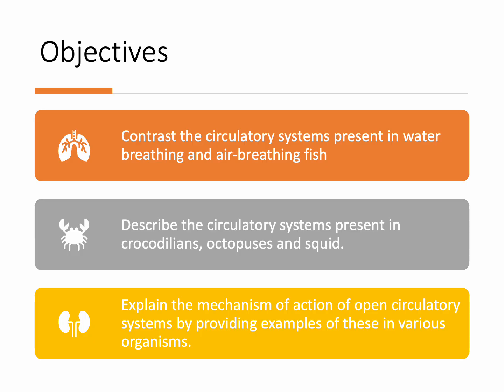The objectives for this section are to contrast the circulatory systems present in water-breathing versus air-breathing fish, describe circulatory systems present in crocodilians, octopuses, and squid, and explain the mechanism of action of open circulatory systems by providing examples of these in various organisms.